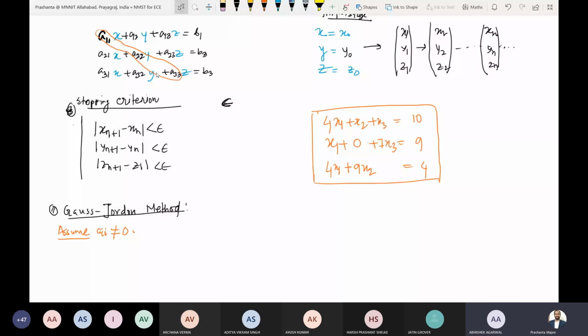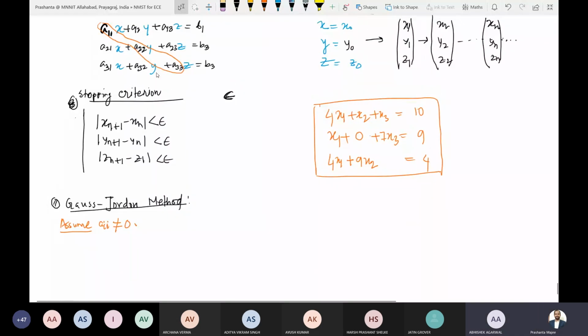Now, if the dimension is large, then that may be difficult to do, but you are only changing the order of the equations, so you can do it. So assume A_ii is not equal to 0. Then what do you do? I'll name the equations 1A, 1B, and 1C. Solve for x from the first equation, solve for y from the second equation, and solve for z from the third equation. Tell me what is x.